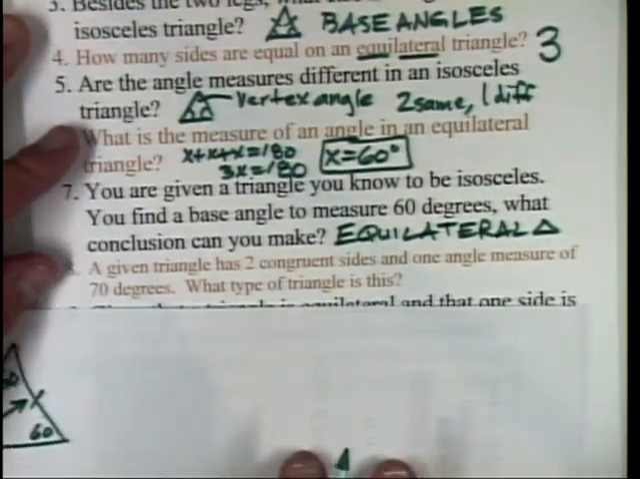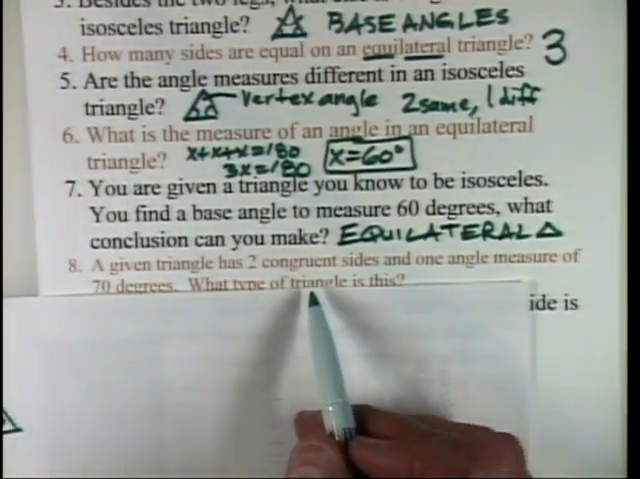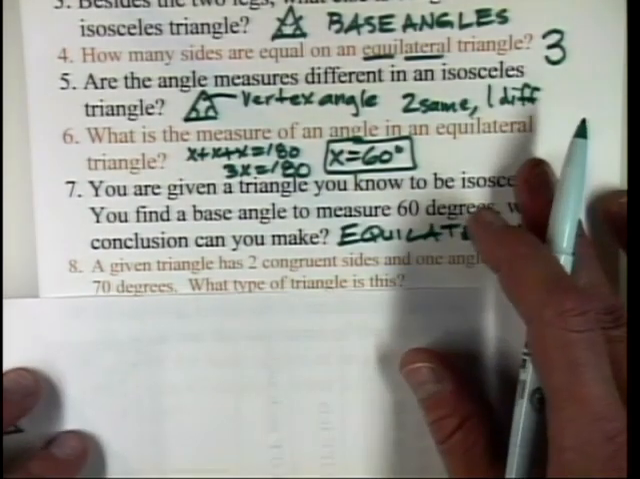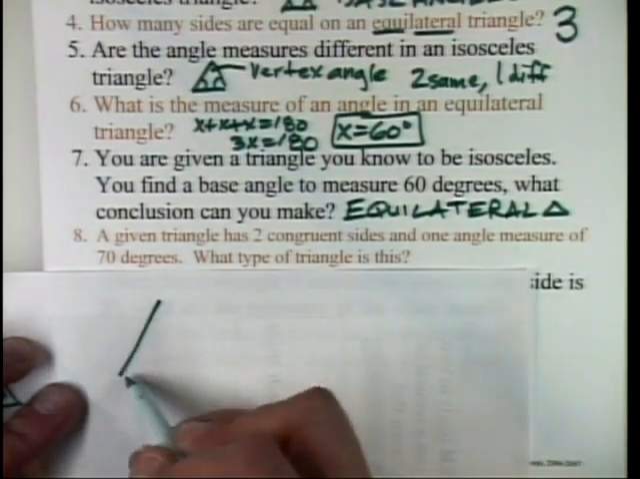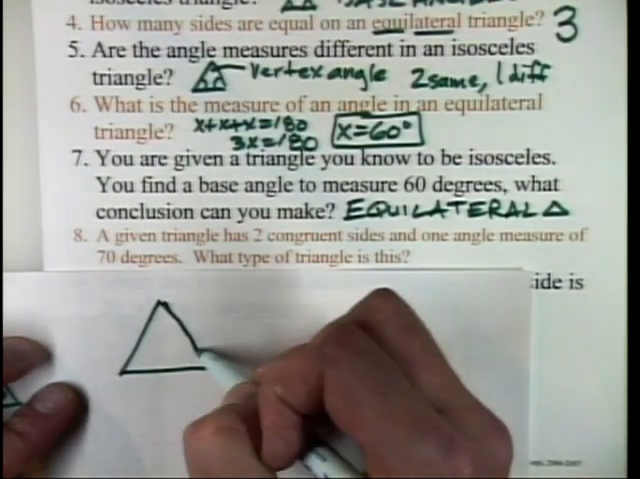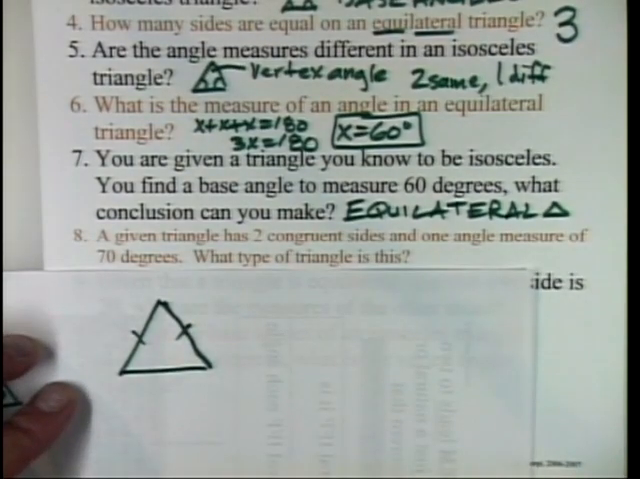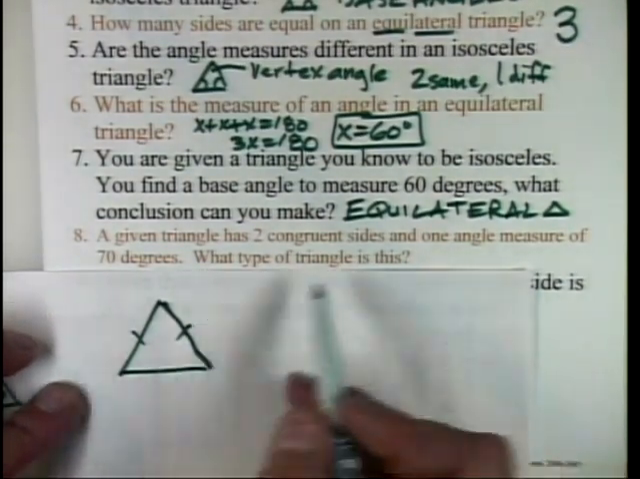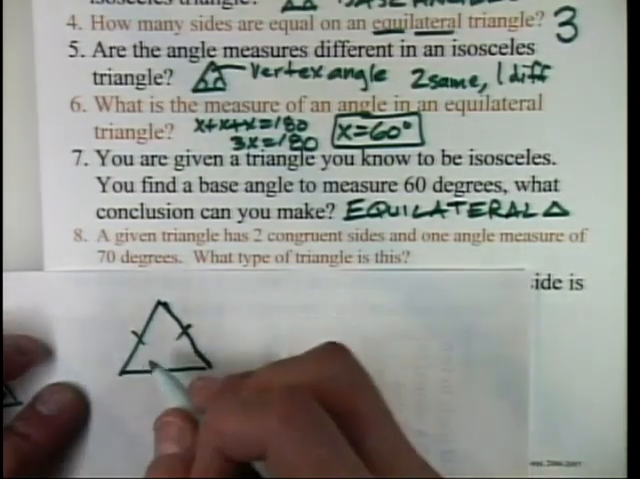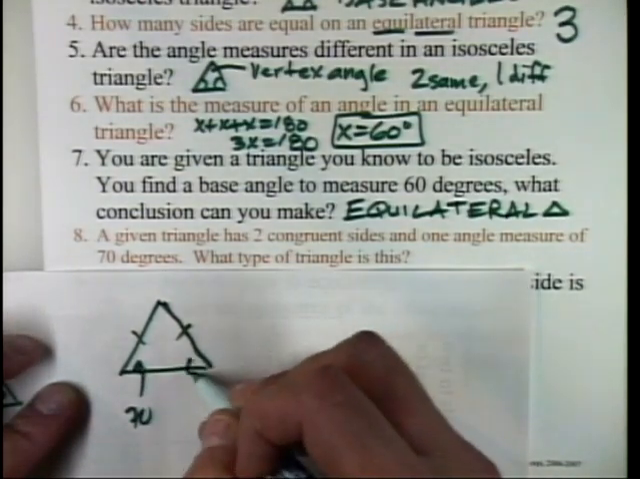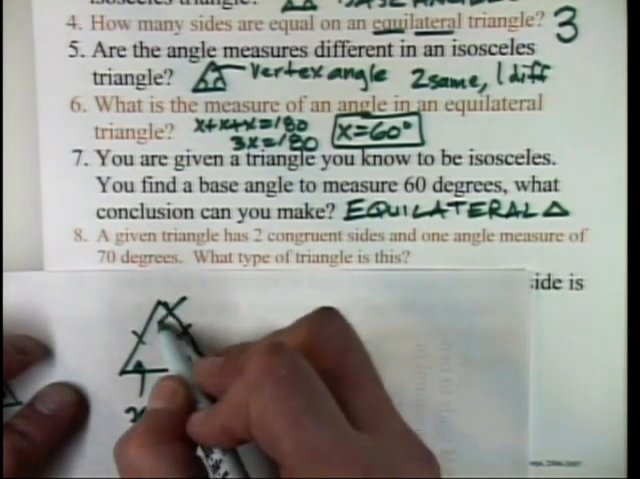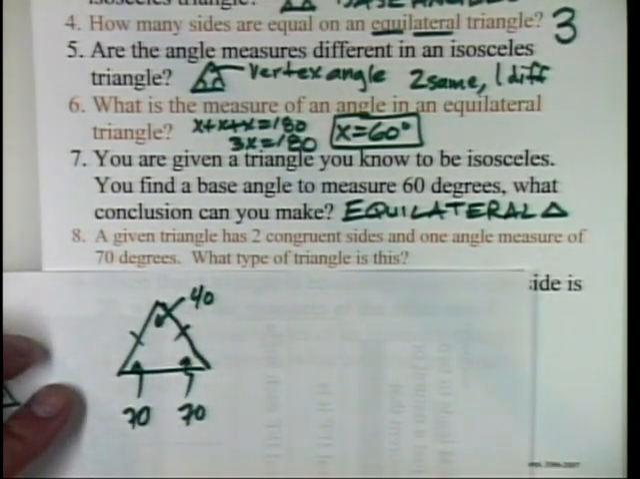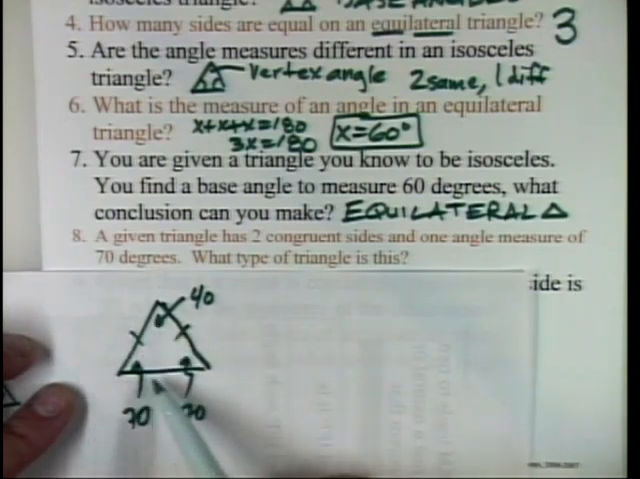The next one. If we're given a triangle that has two congruent sides and one angle measure of 70 degrees, what type of triangle is it? Well, let's draw it out. Two congruent sides. So again, the easiest convention to draw is this one here with those two congruent sides. So it appears that we have an isosceles. If one angle measures 70, it doesn't say which one. So if this one was 70, we would know that that one would also have to be 70. And so those add up to 140, leaving only 40 degrees for the vertex angle. So that would be one possibility. That would be an isosceles triangle and would also be acute.